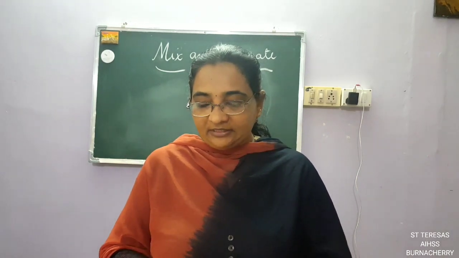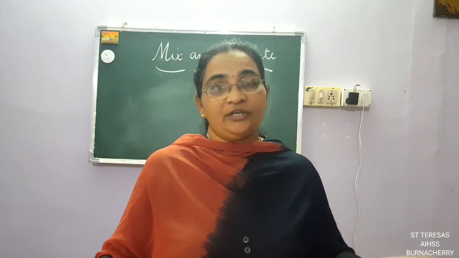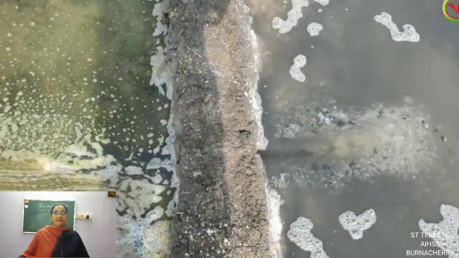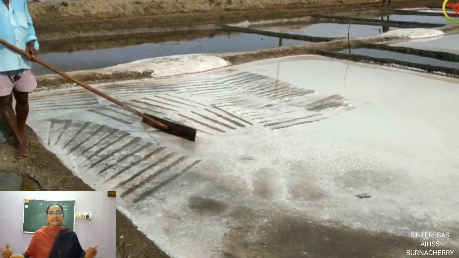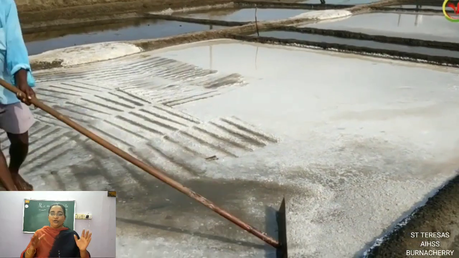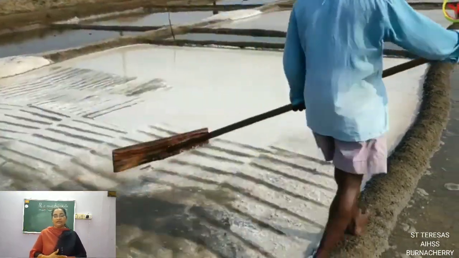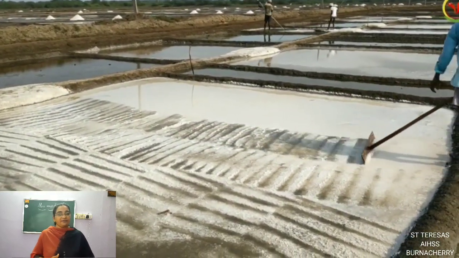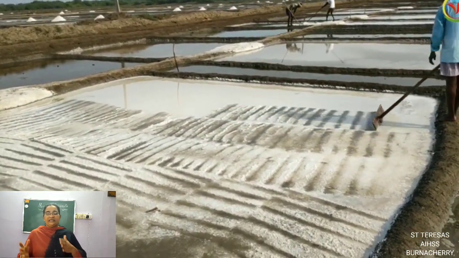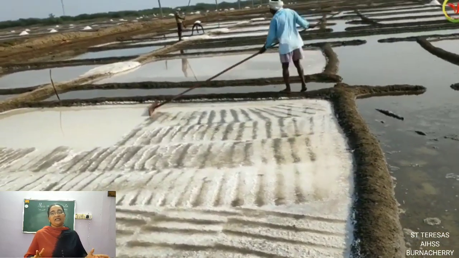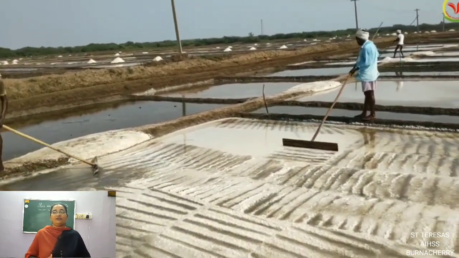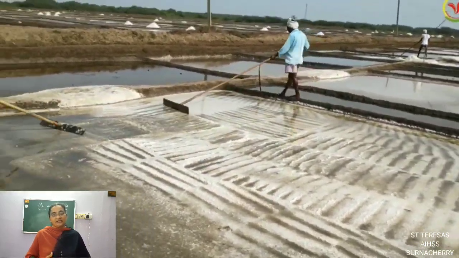So the same method is used to get salt. We know salt we get from the sea. Can we go and take vessels of salt water and heat and get salt? No. What do they do there? From where do we get the salt? We get salt from the sea. So what do we do? There, in certain areas, it is called a salt pan. The area where we get salt is called a salt pan.